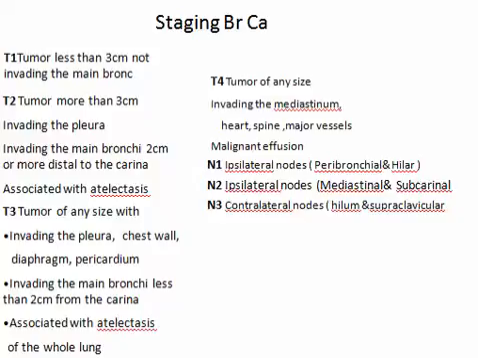So tumor 2 and tumor 3 are near to each other. Both are showing mass, which can involve a pleura, can involve a bronchus, can involve pericardium, chest wall, the nearby structure, can invade the main bronchi, but does not reach the carina. And in all there is associated atelectasis. In tumor 4, it is a tumor of any size which is invading mediastinum and associated with malignant effusion. Nodal 1 means the same side, nodal 2 means the same side including the carina, and nodal 3 means including the contralateral side as well.